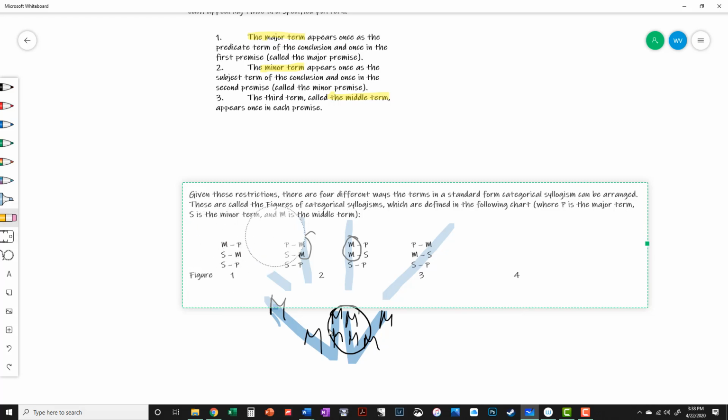Okay, so again, the figures are something that you'll need to memorize. Sorry about the numbering here. By the way, if you go to the document in our Blackboard page that is all about categorical logic, you'll see this in detail. It's also, of course, in the textbook. Make sure you read those things and get a full understanding of what's going on here.